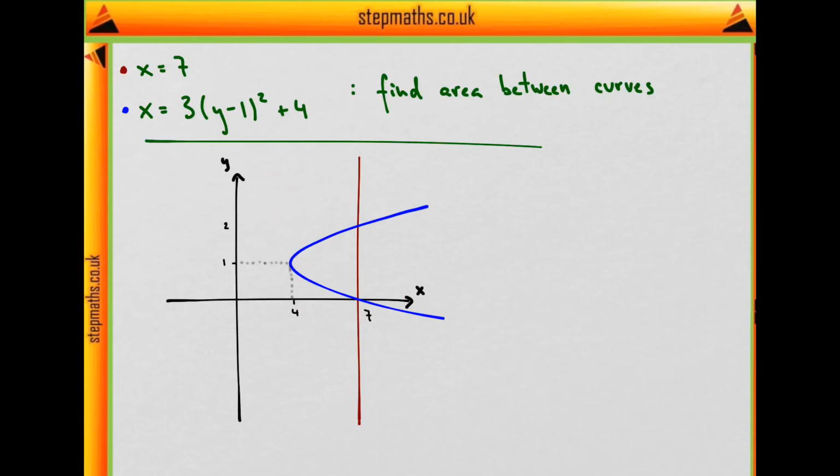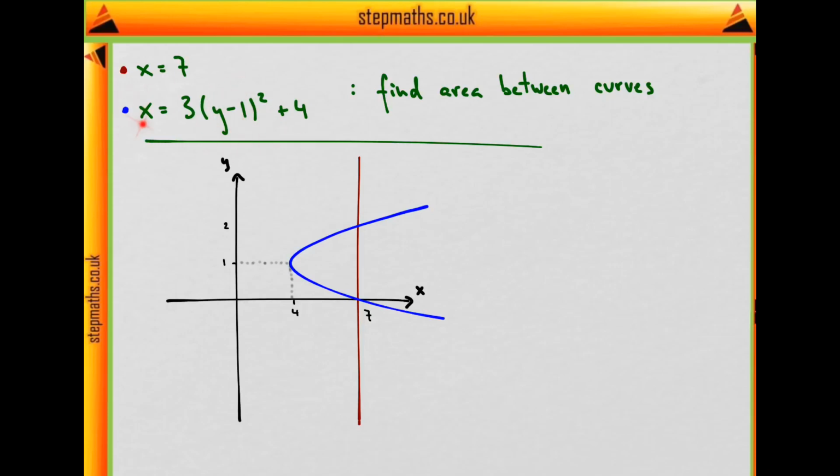So how do we know the positions of these points here? Well, the x-intercept is when y equals 0. So when y equals 0, we get negative 1 squared is 1, times 3 plus 4 equals 7. That's our intercept here, which is the same point where the red line crosses the x-axis. And then the apex of the parabola will be at y equals 1.